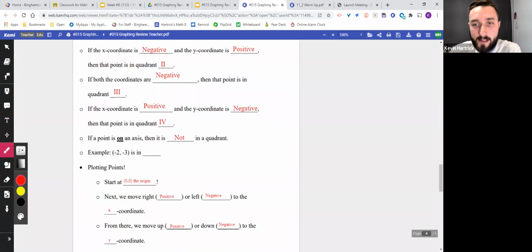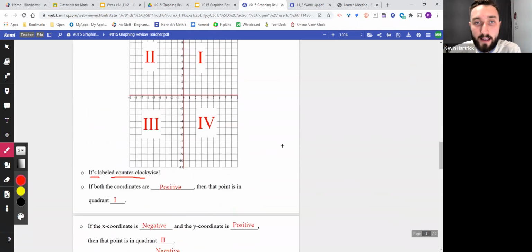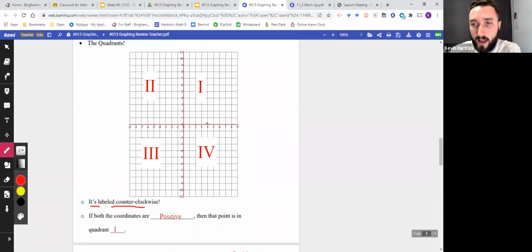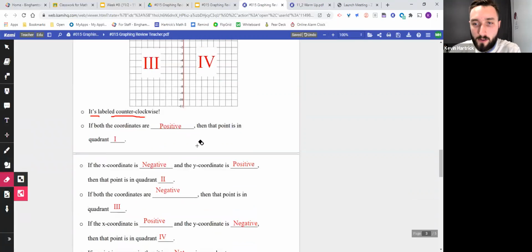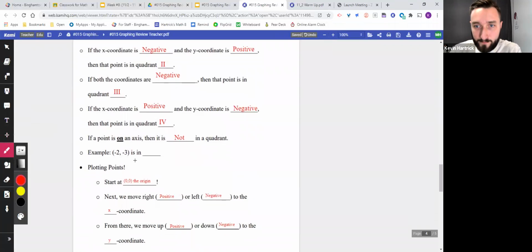So if a point is on an axis, it is technically not in a quadrant. So for example, if I had this point here, that would be right on the x-axis. This is not in any quadrant. It's not in quadrant 1. It's not in quadrant 4. The axes are their own space. Okay, they're not actually in a quadrant. Okay, so that's also good to note.